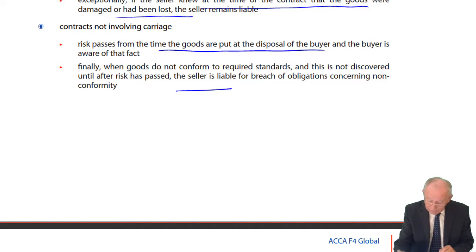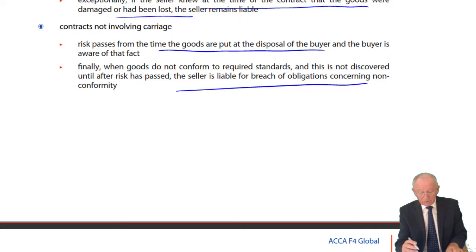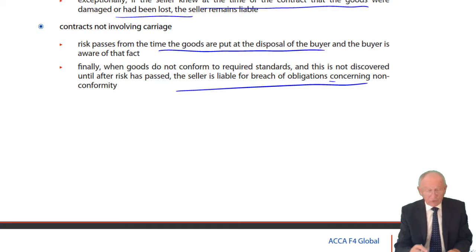Finally, when the goods don't conform to required standards and it's not discovered until after risk has passed, then in that situation, it's me that's liable. Breach of warranty, breach concerning non-conformity.